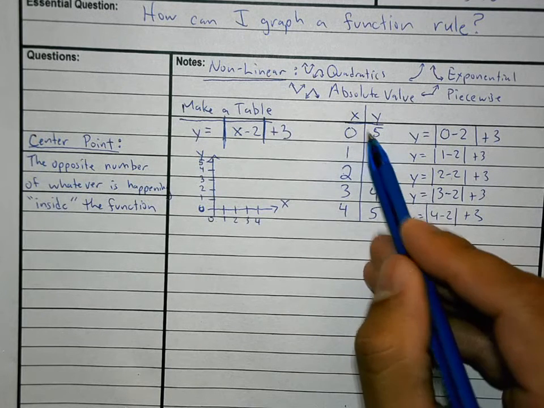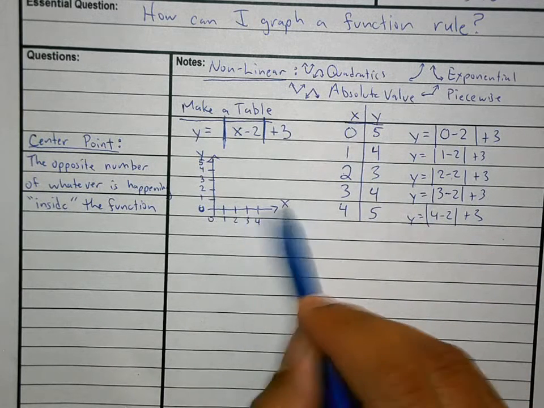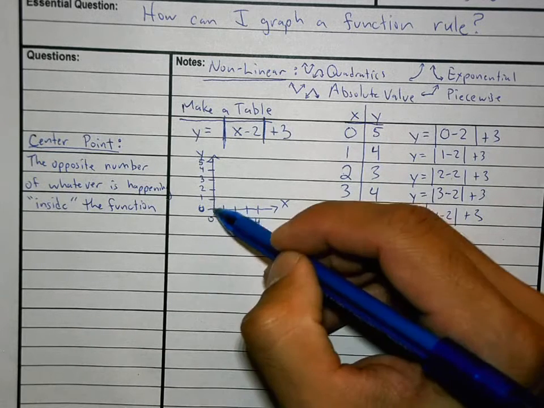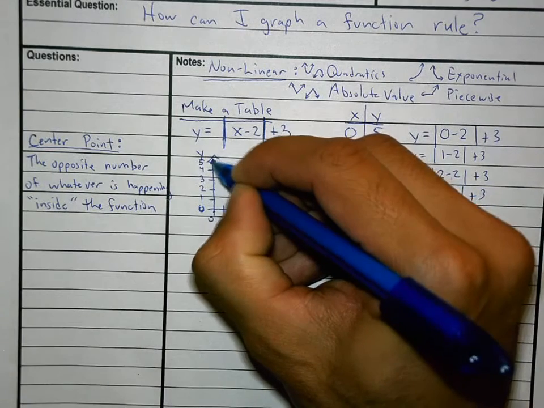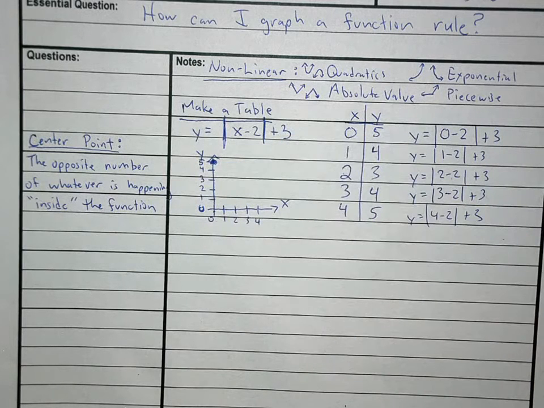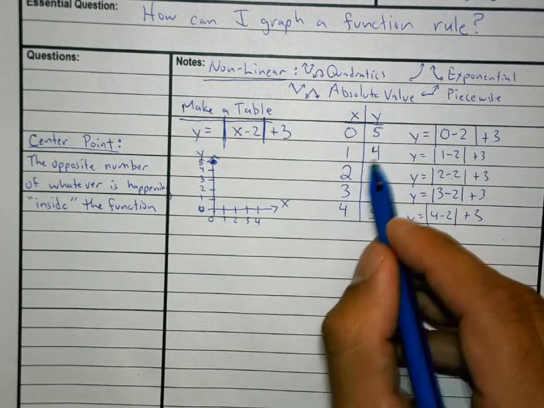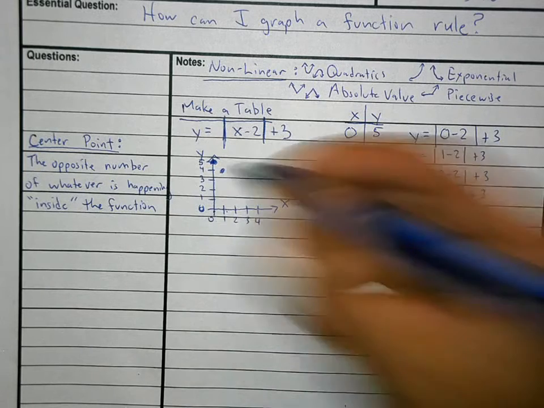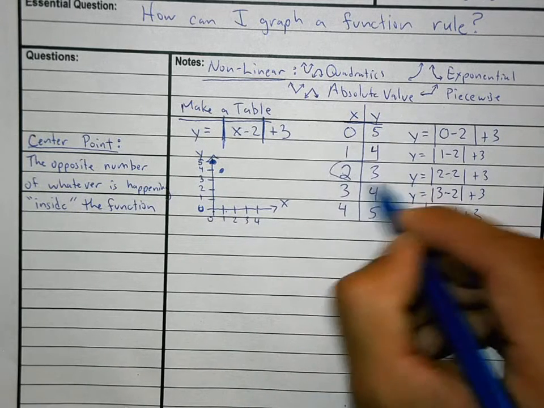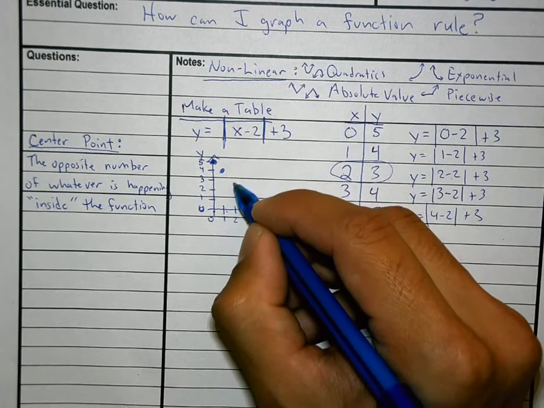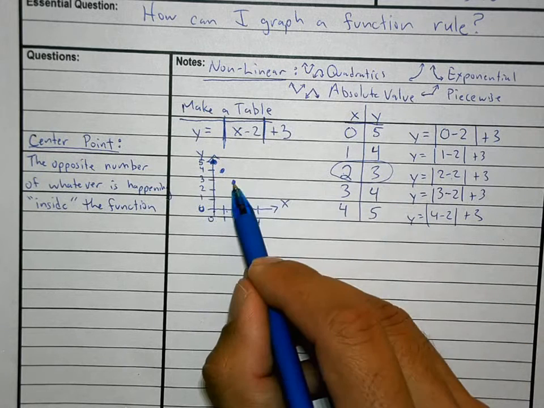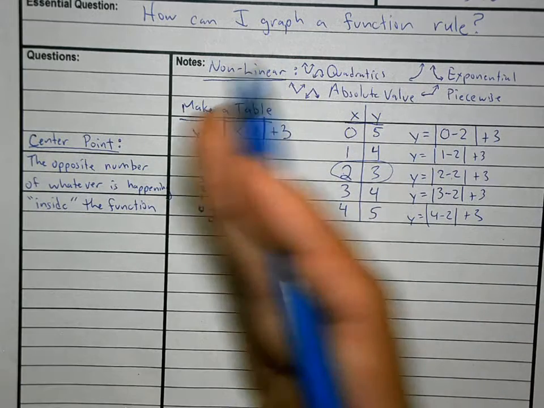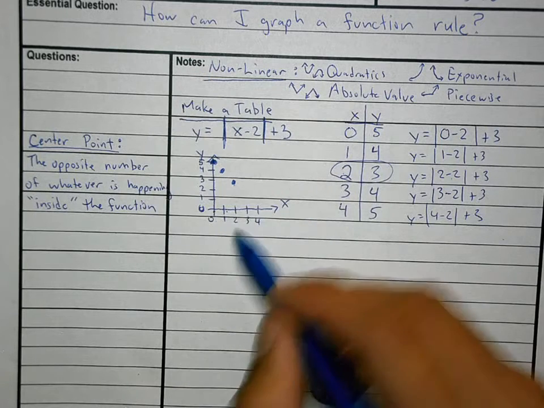0, 5. The x is 0. The y is 5. I go up to 5. 0, 5 is this place right there. 1, 4. The x is 1. The y is 4. Now here's my center point. 2, 3. I'm expecting my center point for something to happen before it and something to happen after it. 3, 4.